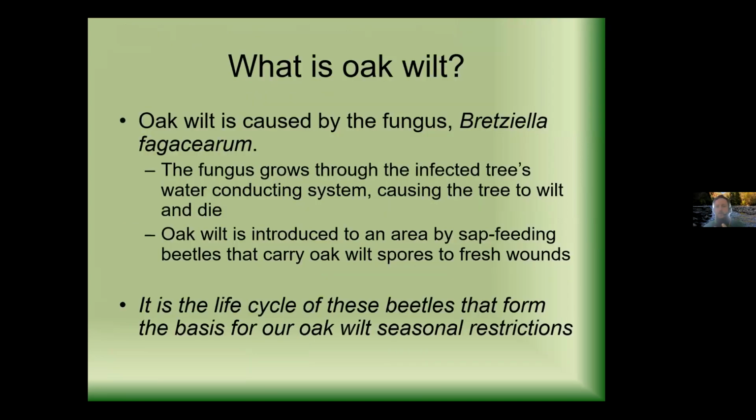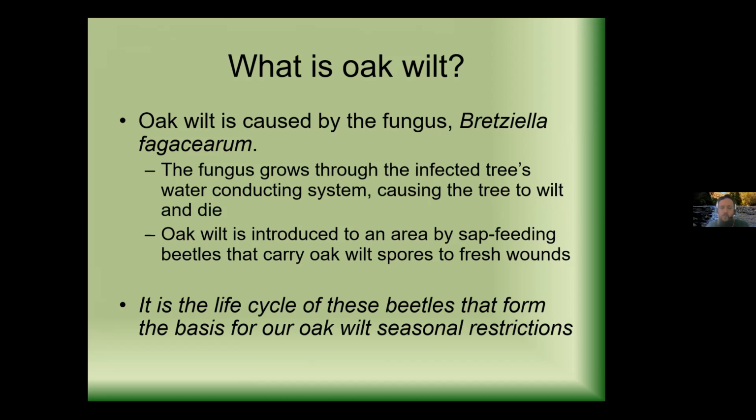So what is this oak wilt? So it's caused by a fungus. I can't say that. Bretziella something. I put the name in there just so you can see it's caused by a fungus. The fungus, it gets into the water conducting system, like Kara was saying, right? So it prevents them from passing water up and down, causes the tree to wilt and die. So it kind of looks like the tree's going through drought, right?